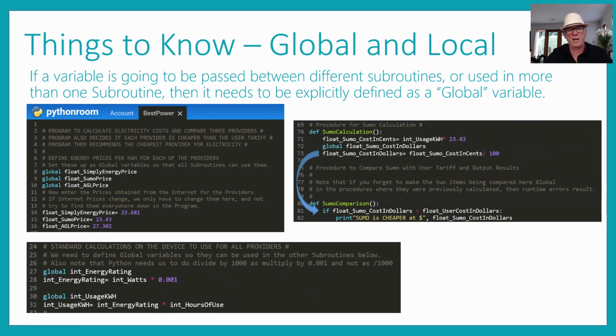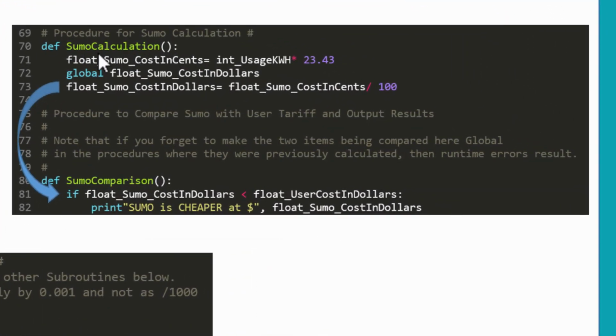So we'll show you what we're talking about here. So here we're doing this thing called sumo calculation in this particular subroutine. And we come up with a variable called float sumo cost in dollars. So this is how much your electricity costs with this Sumo power company here in Melbourne, Australia. But we want to use that sumo cost in dollars later on in a different subroutine. So we had to put global here. Now, once it's global, that means that when we get down to the sumo comparison, it will be able to find and know what sumo cost in dollars is, because that was defined as a global variable that all subroutines can use.